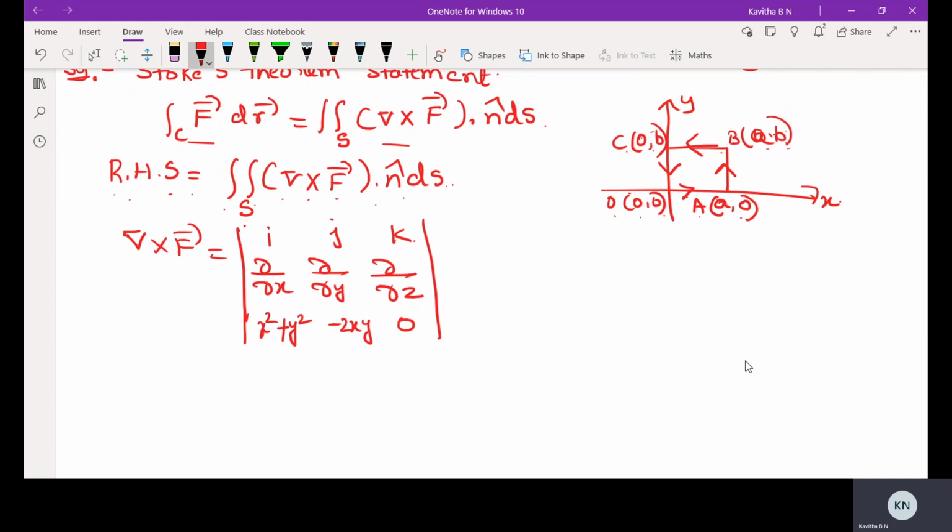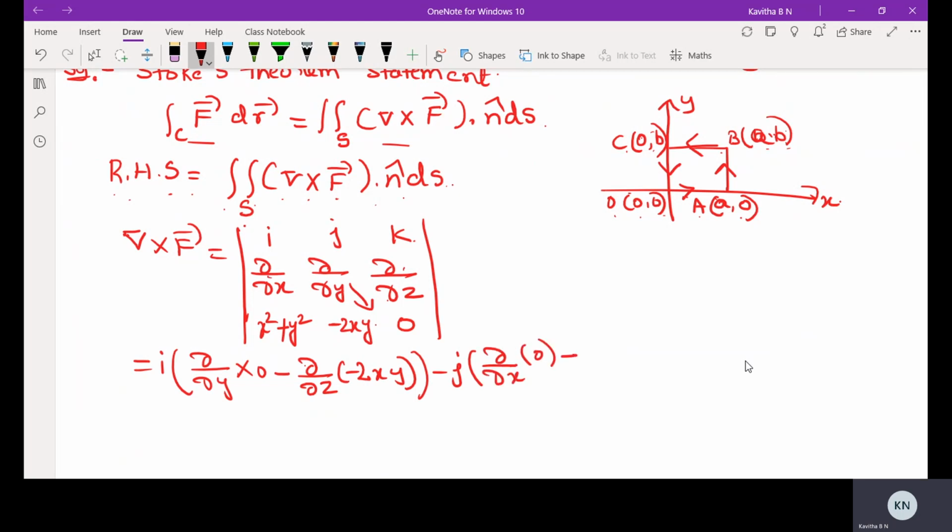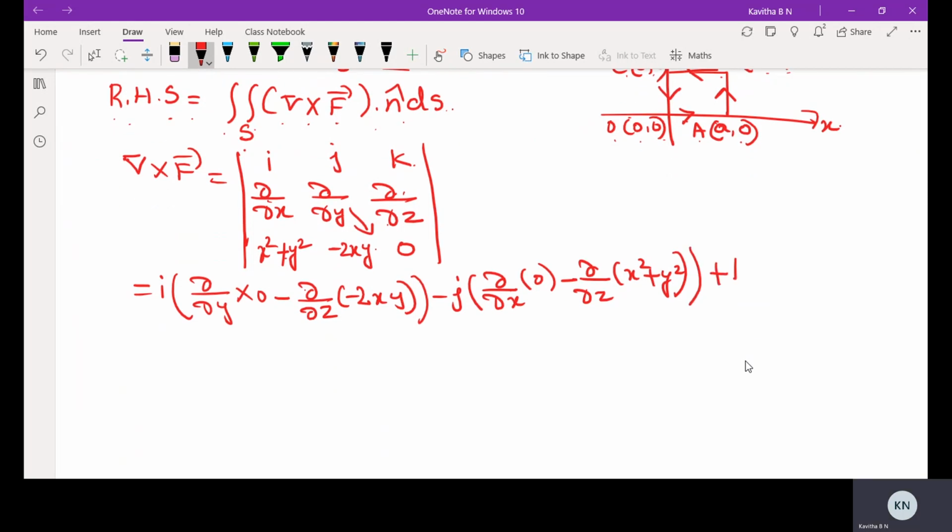Then simplify. What will we get here? i into del by del y into 0 minus del by del z into minus 2xy, then minus j into del by del x into 0 minus del by del z into x square plus y square, then plus k into del by del x into minus 2xy minus del by del y into x square plus y square.